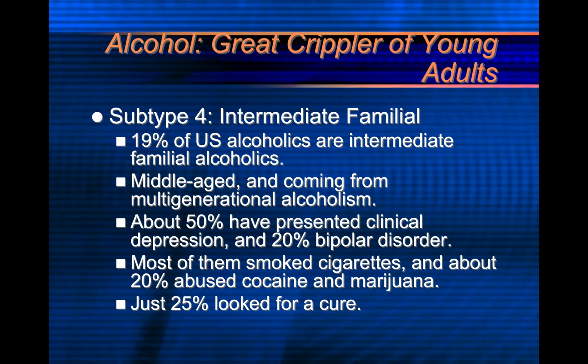Subtype 4, intermediate familial. 90% of U.S. alcoholics are intermediate familial alcoholics. They're middle-aged and coming from multi-generational alcoholism. About 50% have presented clinical depression and 20% bipolar disorder. Most of them smoke cigarettes, and about 20% abuse cocaine and marijuana. Just 25% looked for a cure. And this is really kind of interesting. This idea that they're multi-generational alcoholics.